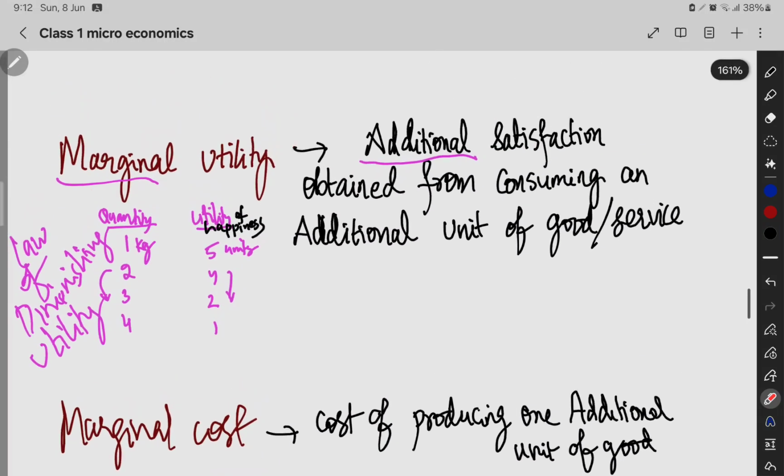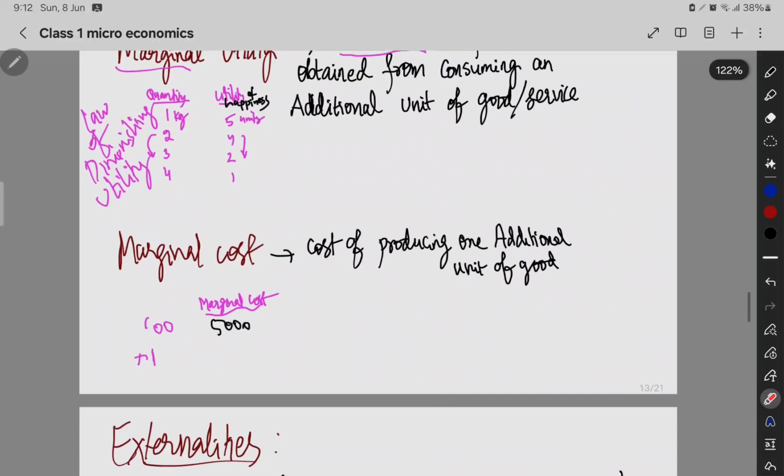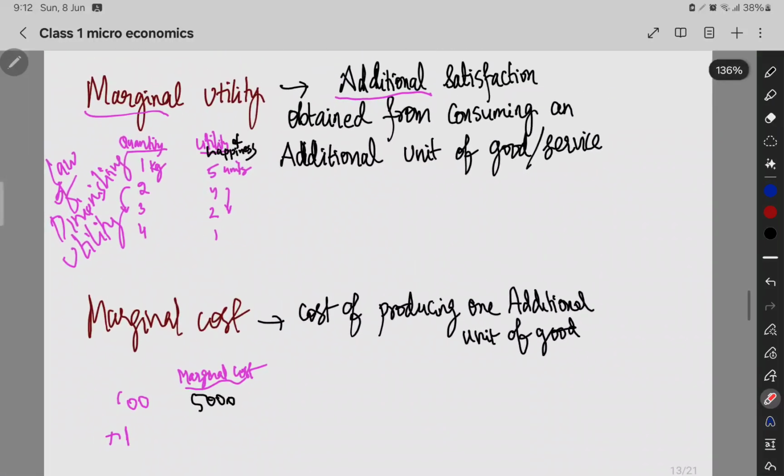This is marginal utility. You know the opportunity cost and the marginal cost, it is the same. The additional cost for producing one additional unit of good, that will be obviously lower.